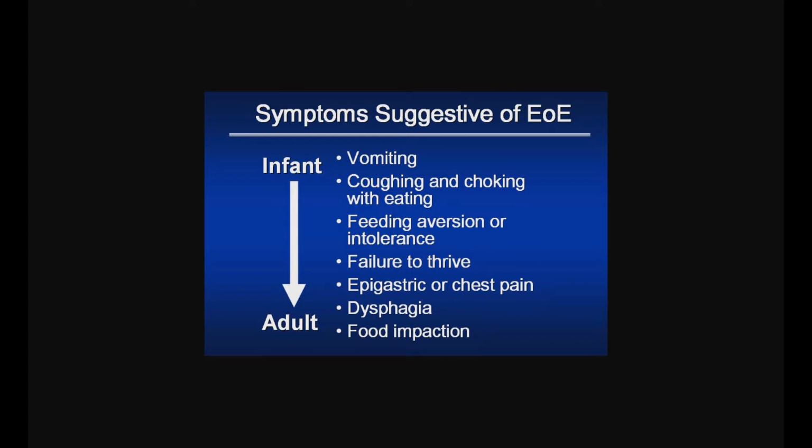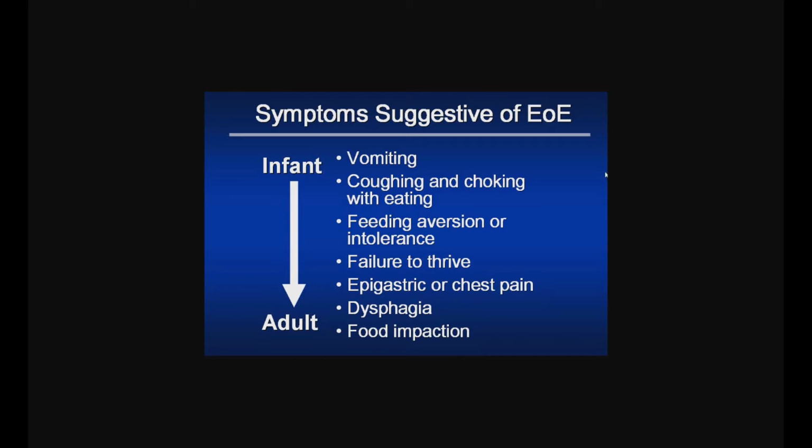They don't grow well. And as they get older, these children tell us that they have epigastric pain, which is, again, pain right below the rib cage in the center of the chest, or they have chest pain. And then they start to tell us that they have difficulty swallowing, that food sticks in their throat. And then some of them go on to have food impaction, where food actually sticks in the throat. They can't get it up and down, and sometimes they have to go in and have it removed through endoscopy. So those are the symptoms that patients complain about.